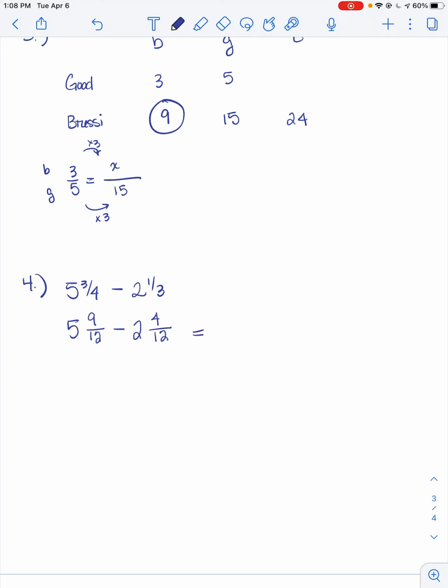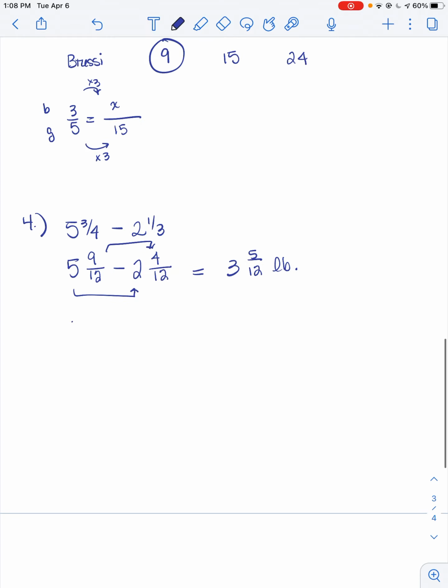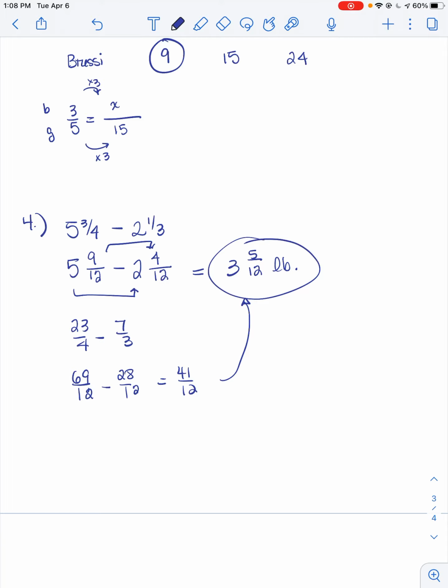So when we do this subtraction, we can subtract those whole numbers, and then we can subtract the fractions and get 3 5/12, and then our units, of course, pounds left over. You didn't have to do it this way. You could have gone with improper fractions. If you had, you would see that you had 23/4 minus 7/3, turning that into common denominators. 69/12 minus 28/12 gives you 41/12, which does turn back into the 3 5/12.